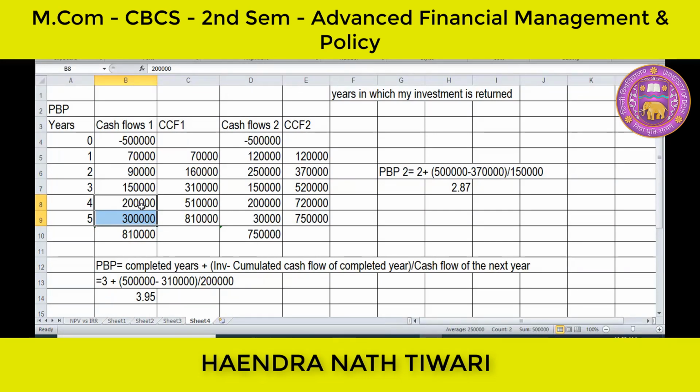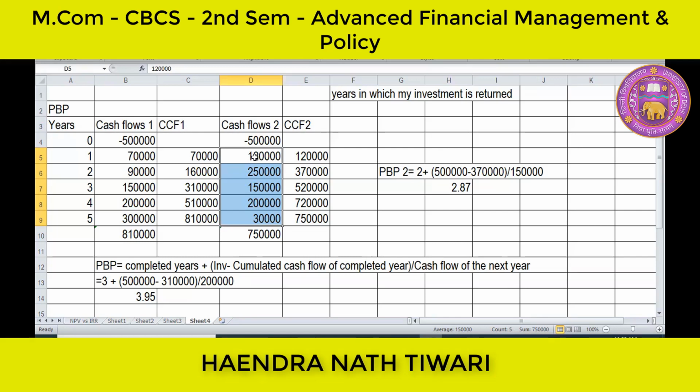We are only considering cash flows up to 2.87 years or 3.95 years, so up to the payback period. It ignores the cash flows that happen beyond that period. Maybe this one is more profitable. I'm not saying it will be, I'm saying it may be more profitable than this one. So payback period also has limitations.